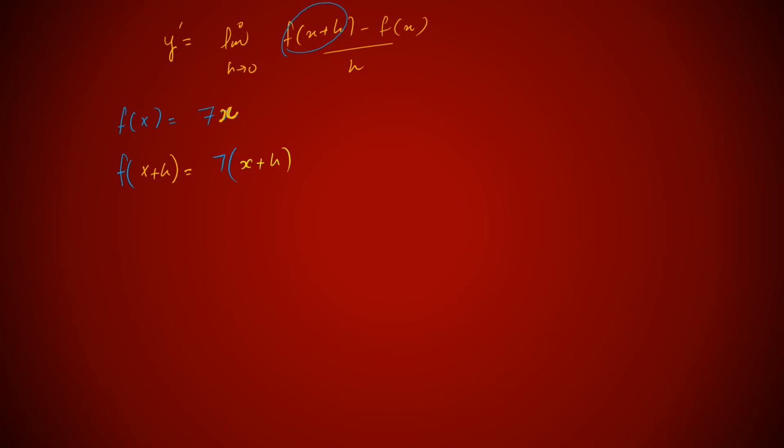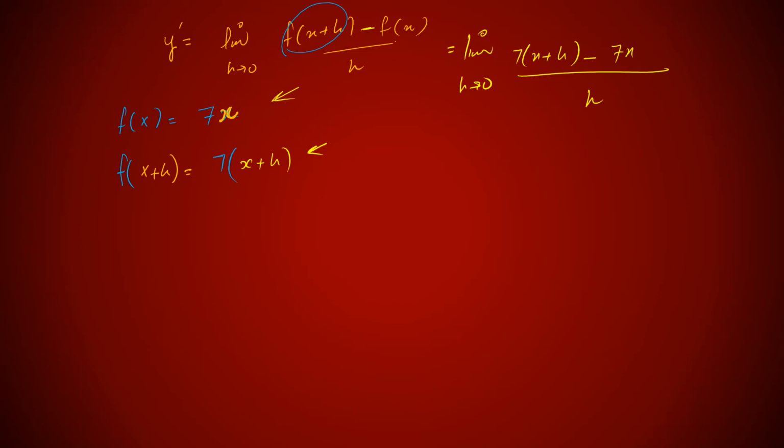Now you have f of x, and you also have f of x plus h. Write them in the formula. So we will have the limit as h approaches 0. In place of f of x plus h, we will write 7 times x plus h, minus, because in the formula there is a minus, so you also write minus. Then f of x, which is 7x, over h.